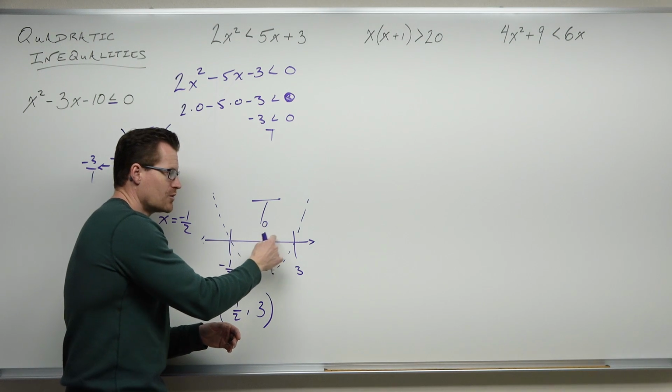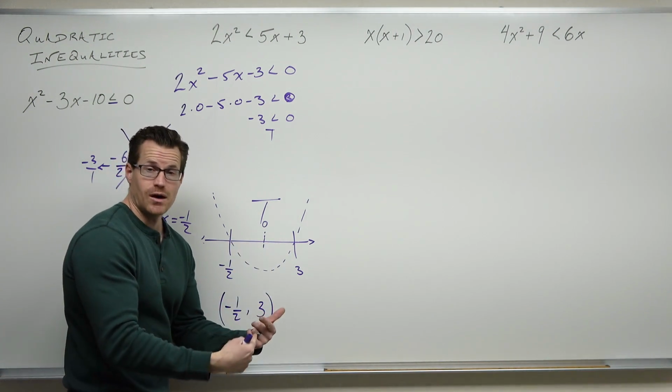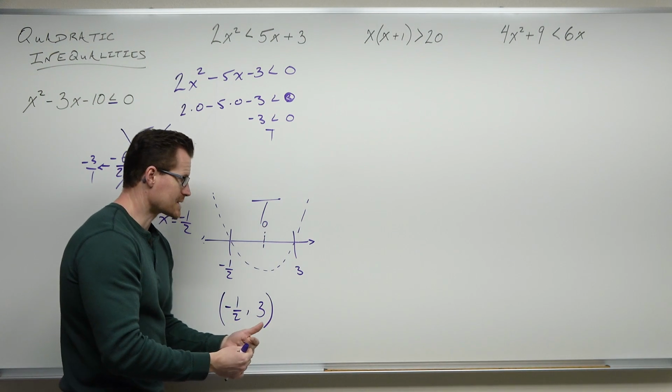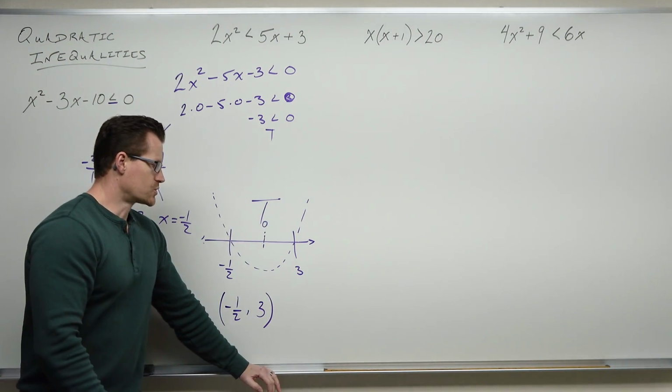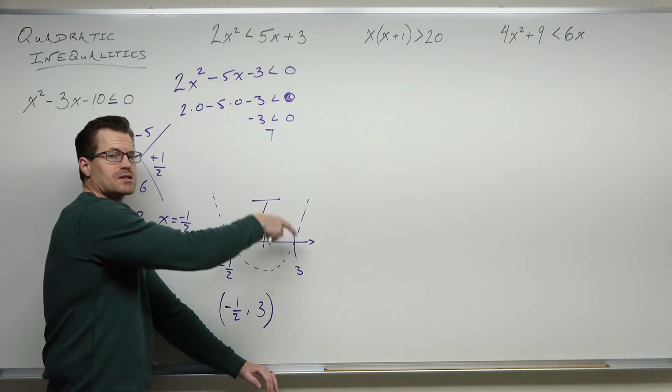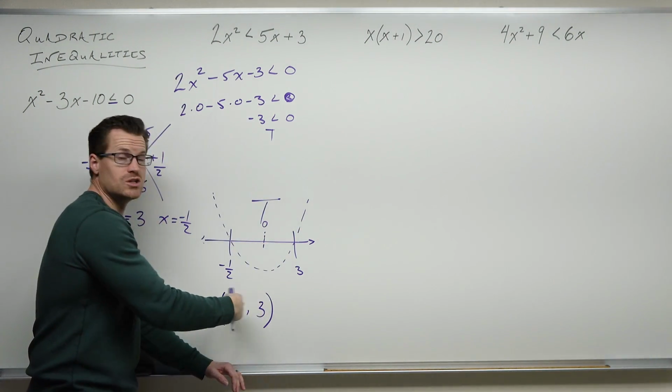Every value between -1/2 and 3 is a negative output for this parabola. That means that they're all below 0. This parabola is below the x-axis. That's a true interval, and that's exactly where we get this thing. We say, hey, this interval is true. This satisfies my inequality. Let's write the interval, and then we do this again.